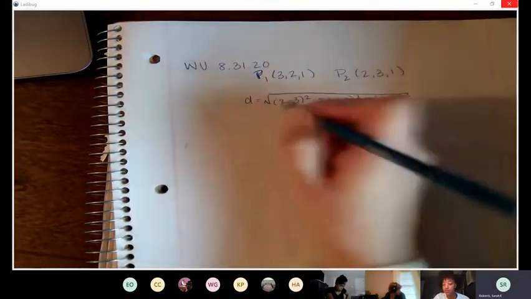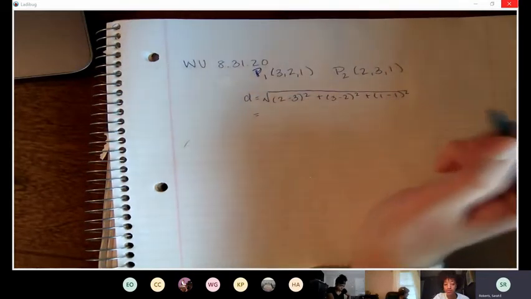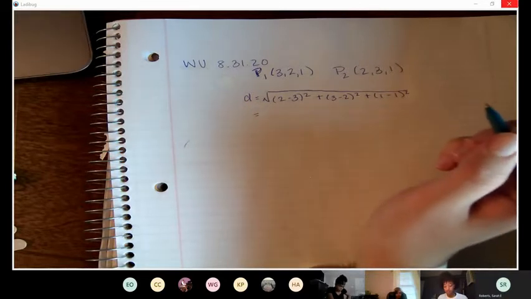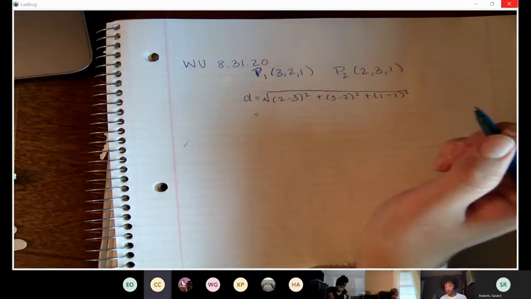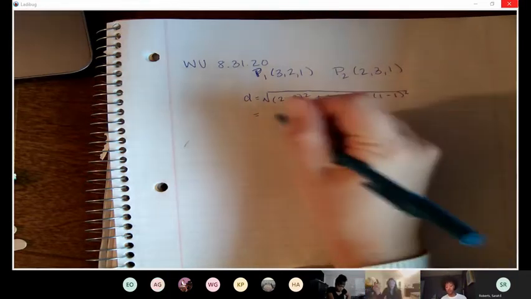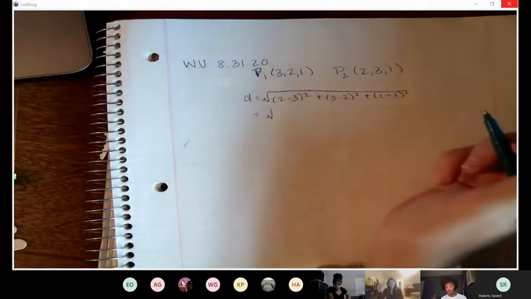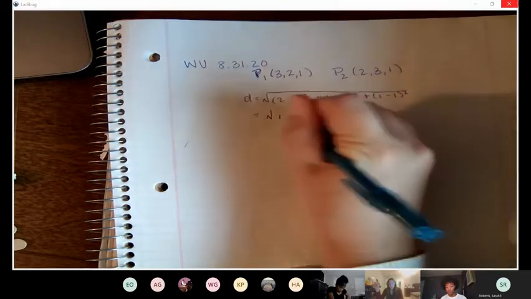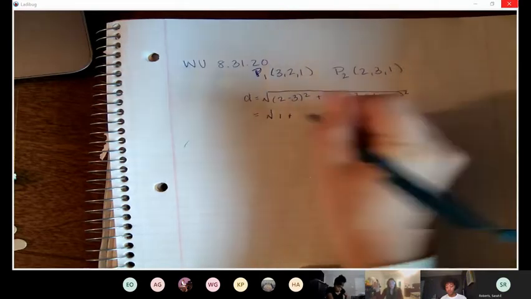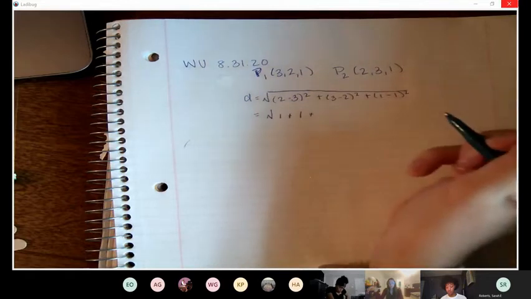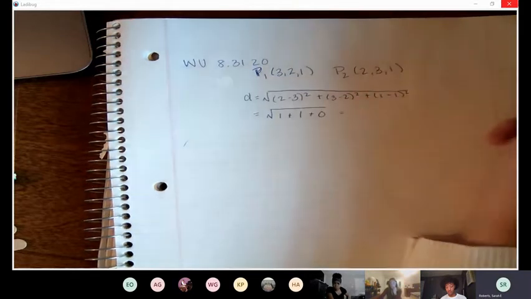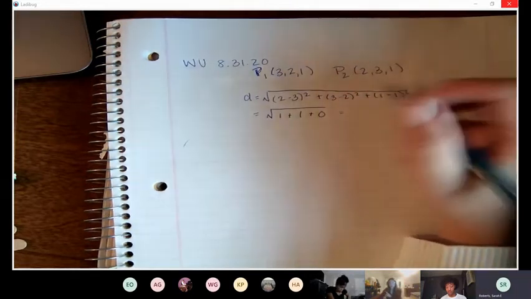Okay, so now when we simplify this, what did you get, Caroline? I got, for the first one, 1, plus 1, and then plus 0. Good. So your final answer should be the square root of 2.